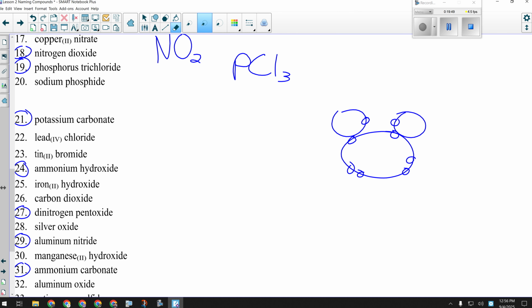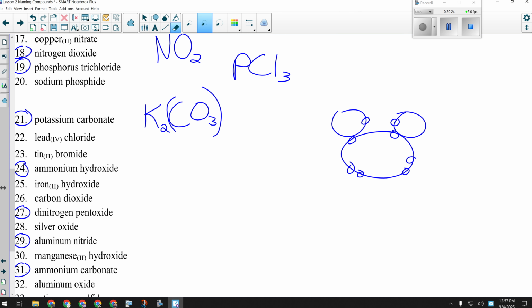For number 21, we have potassium carbonate, ionic or molecular? Ionic. Potassium is a metal and carbonate is a polyatomic ion. So potassium would be a +1. Carbonate, which is CO3, is going to be a -2. So when I drop and swap this, the 2 is going to go here. The 1 would go there, but we don't write them. And I'd be left with either K2CO3, or I could bracket the CO3 if I wanted.